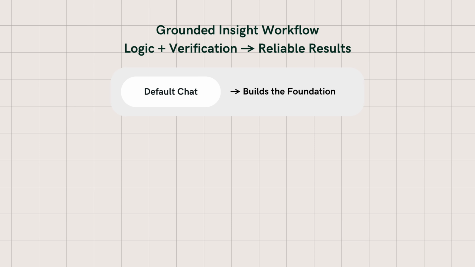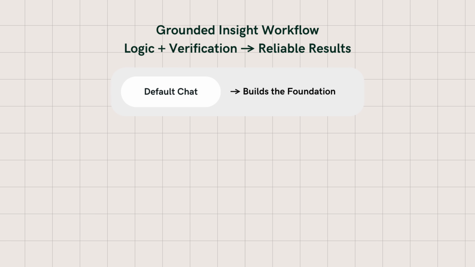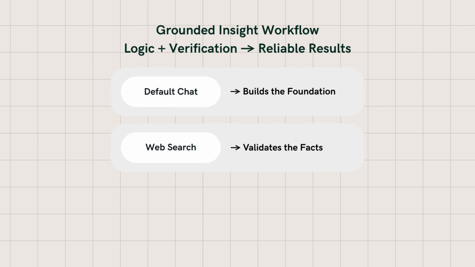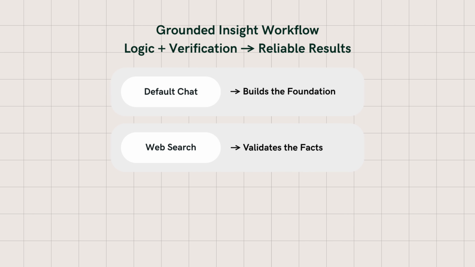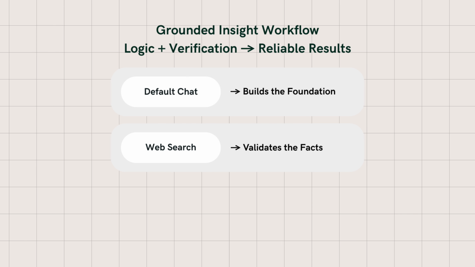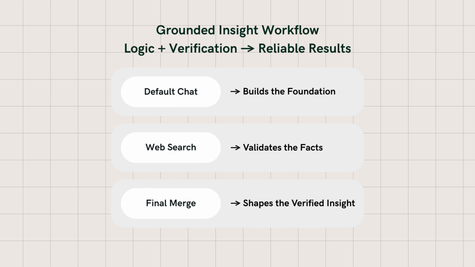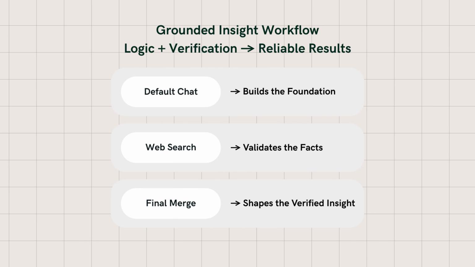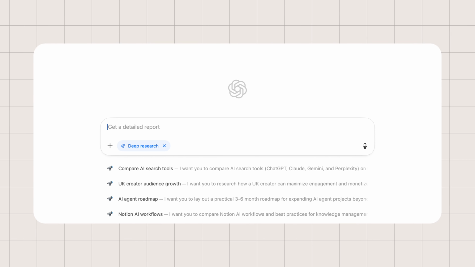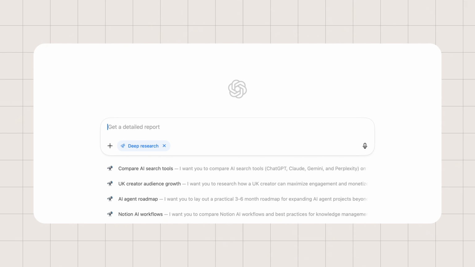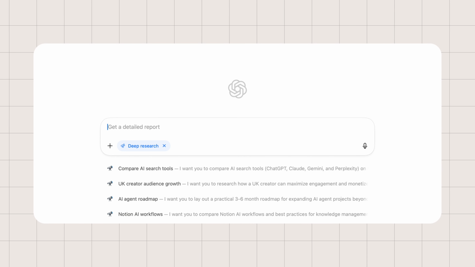Default chat gives you a structured, thoughtful foundation, like knitting a solid base. Web search validates the facts, removing and adding pieces to ensure the information is accurate. The final merge shapes these materials into something clean and useful, simple, effective, and much more reliable than using any single tool alone. Now let's move on to deep research, the most advanced information analysis tool in ChatGPT.